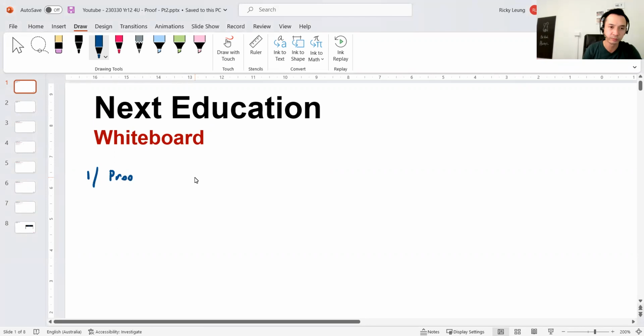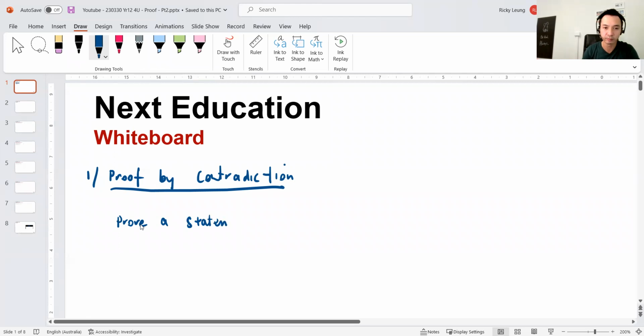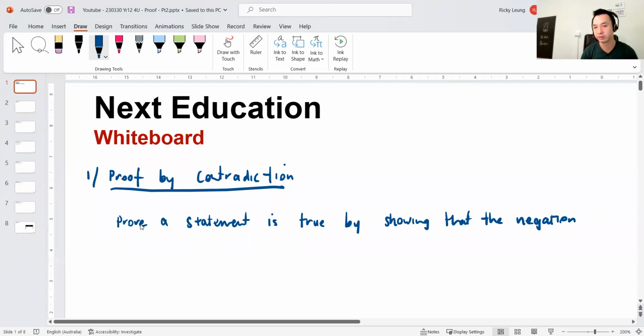Right, the theory for today, there's not a lot to write, so let's get it down. So, proof by contradiction. Basically, proof by contradiction is where we prove a statement is true by showing that the negation, so the opposite statement, is illogical or false.